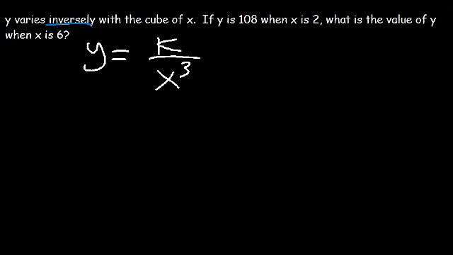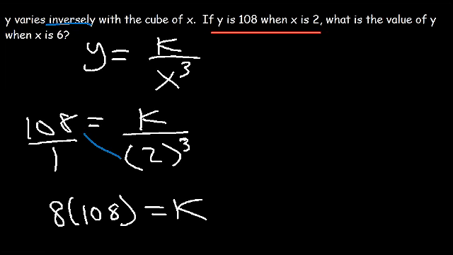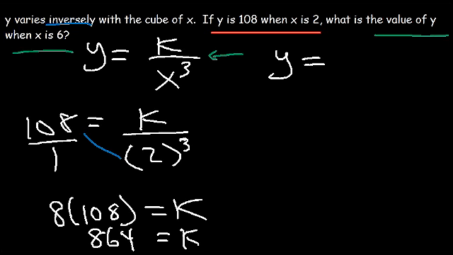So starting with the equation, let's solve for k. So y is 108 when x is 2. So 2 to the third power is 8. And let's cross multiply. So we have 8 times 108 is equal to k. So 8 times 100 is 800, and 8 times 8 is 64. So k is equal to 864. So now, let's plug it back into this equation, and let's find the value of y when x is equal to 6. So k is 8 times 108. We'll leave it like that.